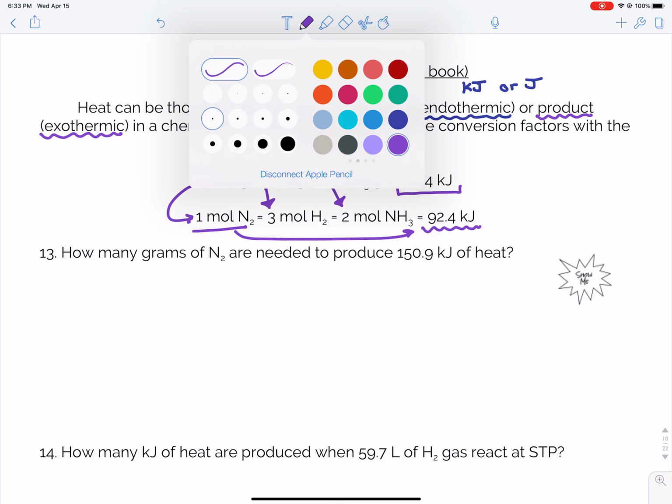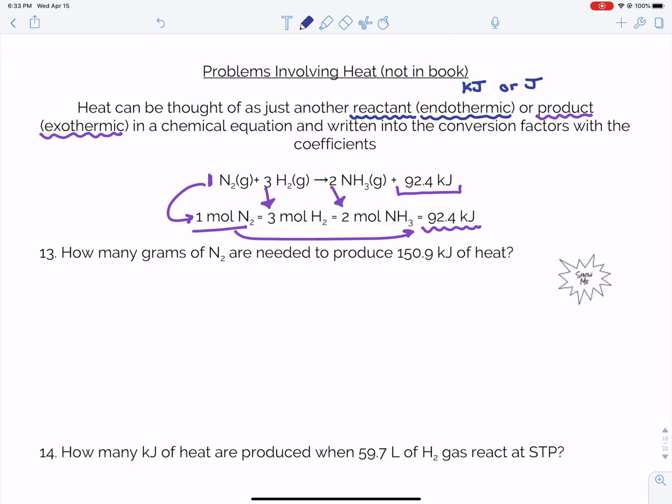So the stoichiometry problem here says how many grams of nitrogen, right? Circle the do. Are needed to produce 150.9 kilojoules of heat, right? I underline the clue. That's the number that goes out front, 150.9 kilojoules. That's a lowercase k and a capital J, okay?